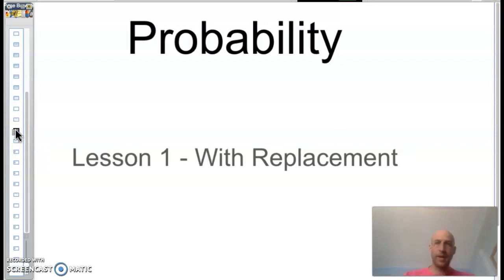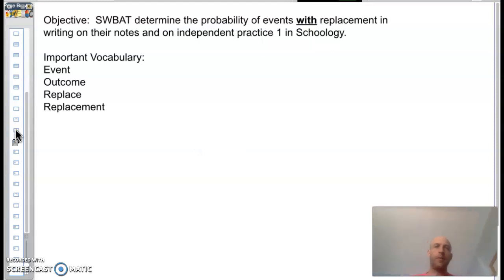Okay, so lesson 1 is probability with replacement. The objective for this mini lesson is students will be able to determine the probability of events with replacement in writing on their notes and on Independent Practice 1 in Schoology.